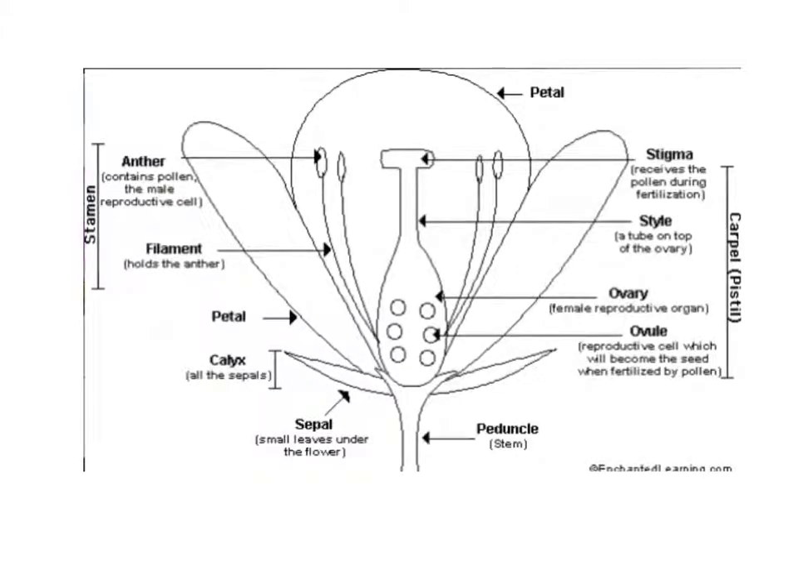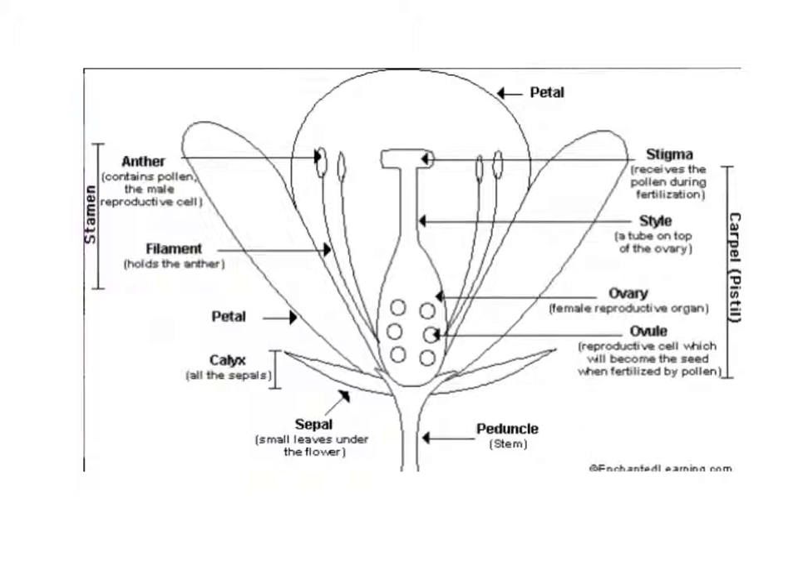Wind or insect, the process of pollination. For a plant to be pollinated, the pollen grains, which are the male sex cells, need to move from the anther here to the stigma here.